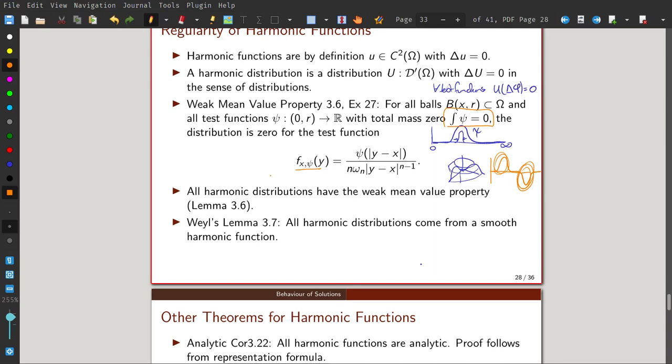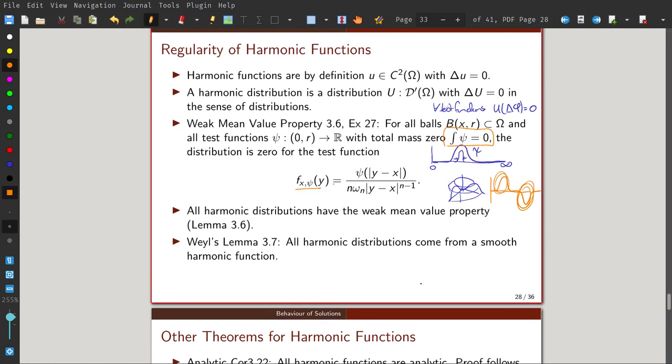And then we have lemma 3.6, which says all harmonic distributions, that is, ones defined as solving the Laplace equation, have this weak mean value property. Okay, so this is sort of replicating partly what we had for just ordinary functions, where all harmonic functions were shown to have the mean value property.